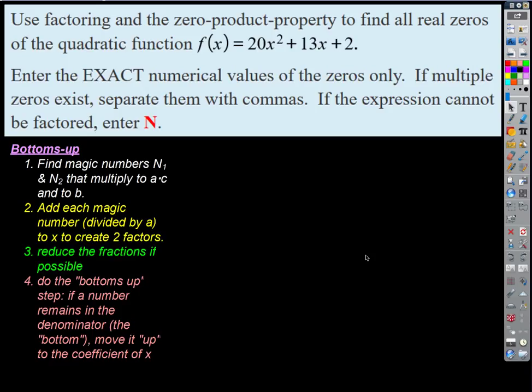Okay, so I think the first. You just keep on. Okay, so those are magic numbers, right? Negative 3 and -24. So step 2, we're gonna add each magic number to x, just like before. So we get x minus 3, divided by 8. So a is 8. See, just reduce the fractions.